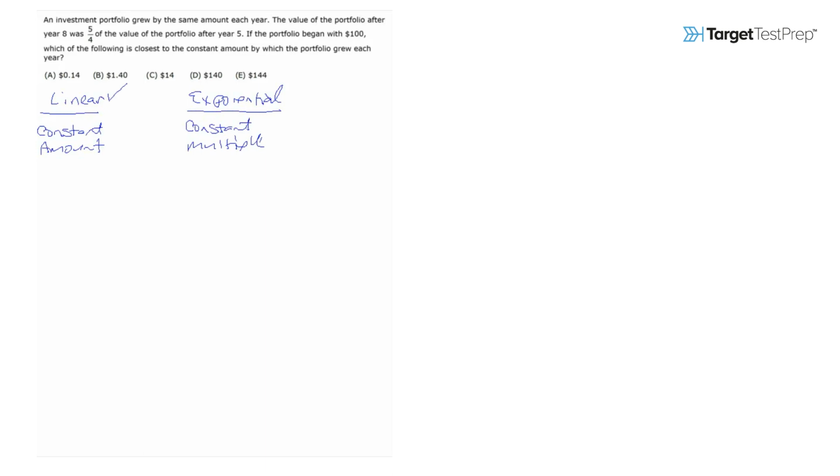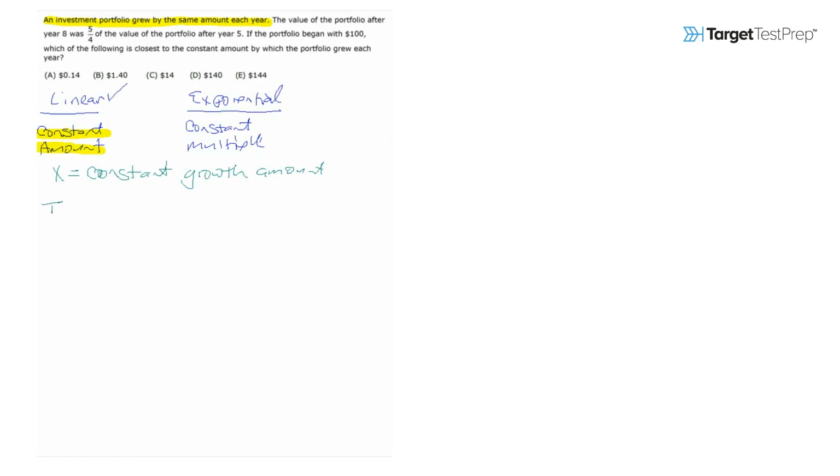And it's linear, and it's all in the language. The good news about word problems is they have to say what they mean and mean what they say, which is a really refreshing thing, right? So it says an investment portfolio grew by the same amount each year. As soon as something grows by the same amount each year, we're in linear growth land. So let's just say that X is the constant growth amount. Each year this portfolio grows by X.